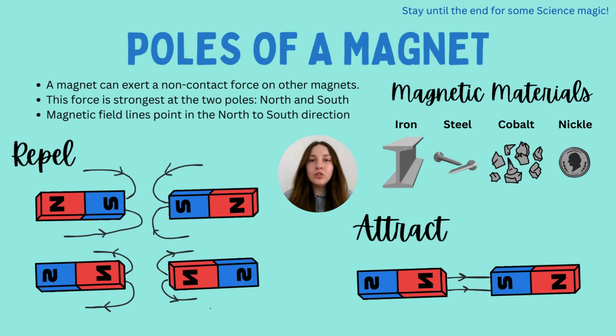A magnet itself has two poles. So these are the ends of a magnet. So we have the North Pole and the South Pole of a bar magnet, which you see here.